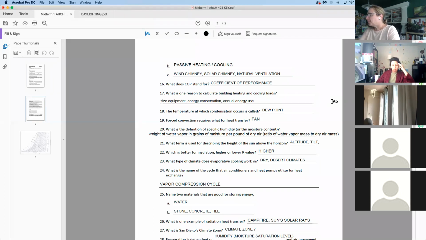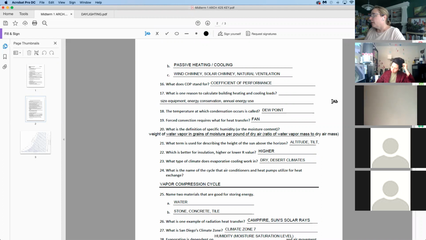Okay, number 20, the definition of specific humidity, which is also referred to as moisture content. This was straight off of the psychrometric chart. What I was really looking for here was that it's a ratio of water vapor per a quantity of dry air. It's measured in the units of grains of moisture per pound of dry air. But the key thing is that it's a ratio of water to air.